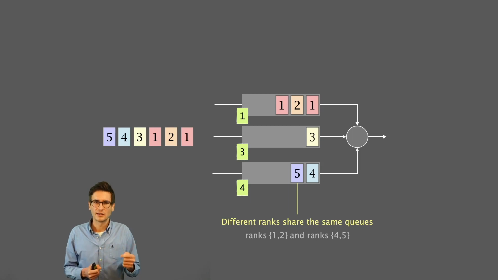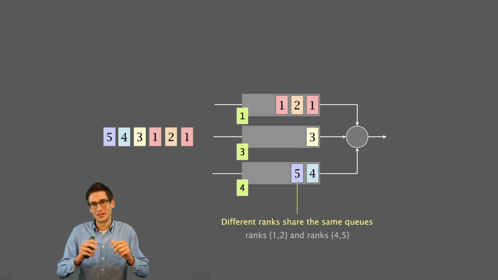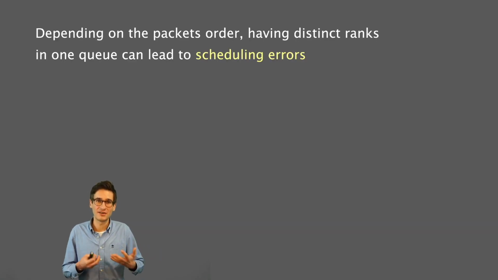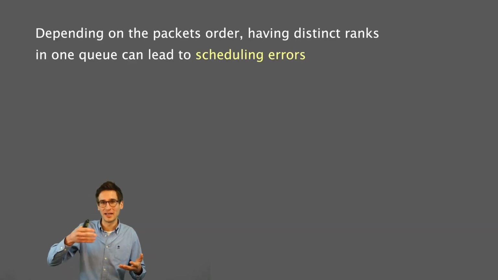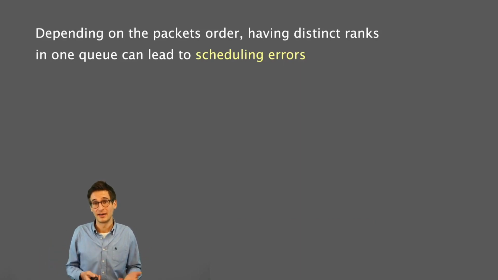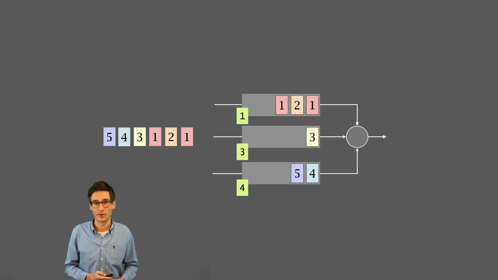Here, for instance, you can see that ranks 4 and 5 are in the same queue, and also ranks 1 and 2 are in the same queue as well. And this is where the SP-PIFO approximation will be visible. Because whenever you have this, you can have scheduling errors, depending on the order in which you have put these different rank packets into the queue. Let me illustrate this with an example right away.